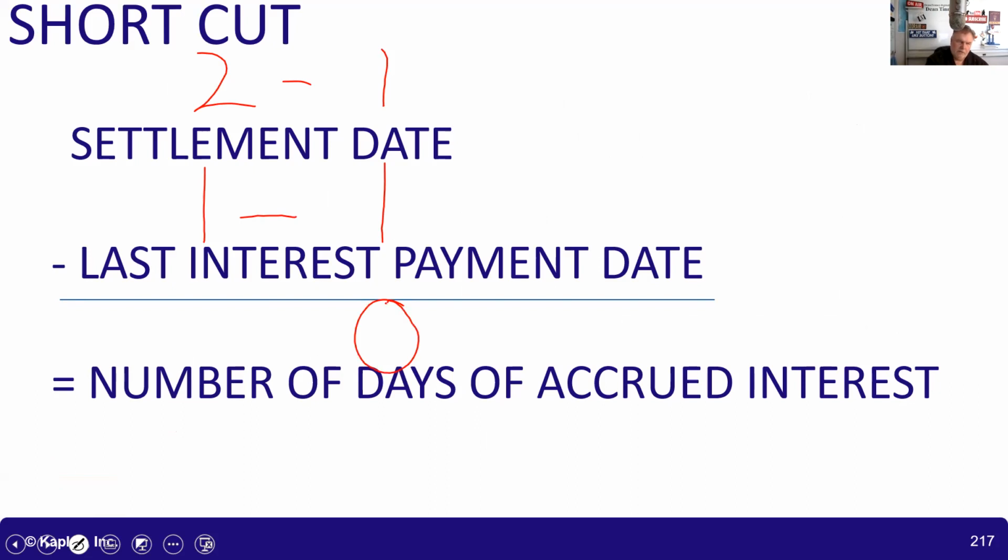And one from one is zero, one from two is one. And then you just got to remember that every month has 30 days. So that's just a shortcut. If we want to use the shortcut, you just take the settlement date, February 1st, in this case 2-1, subtract the last interest payment date, in this case January 1st, 1-1, and that's just another way to go about that.